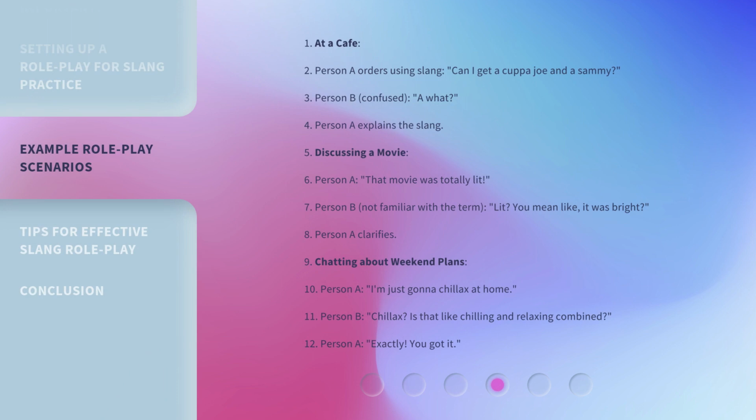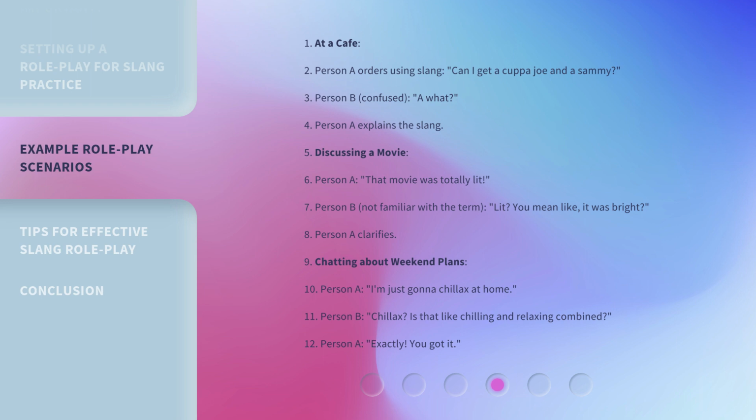1. At a cafe. 2. Person A orders using slang. Can I get a cup of Joe and a Sammy? 3. Person B, confused. A what? 4. Person A explains the slang.